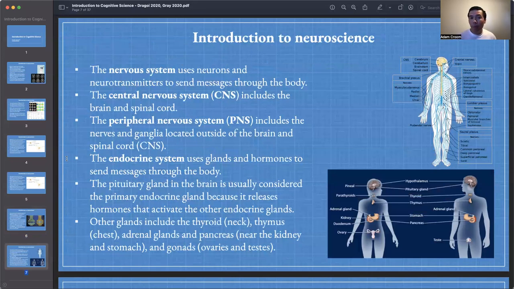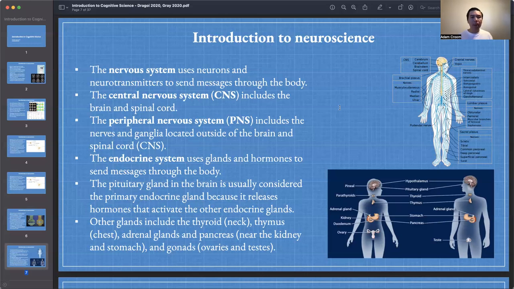So the nervous system uses neurons or nerve cells and neurotransmitters to send messages through the body. The nervous system, we can think of it both in terms of the CNS and PNS, or the central nervous system and the peripheral nervous system. The central nervous system includes the brain and the spinal cord, hence its title as central nervous system, right? This brain right here, and sort of the little tail of the brain, the spinal cord. And we see that in this figure, it's highlighted right here in this sort of lighter tan color.